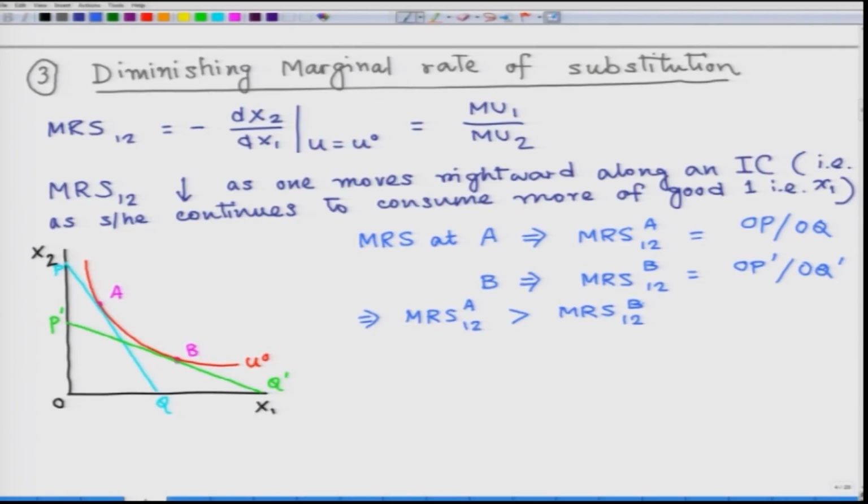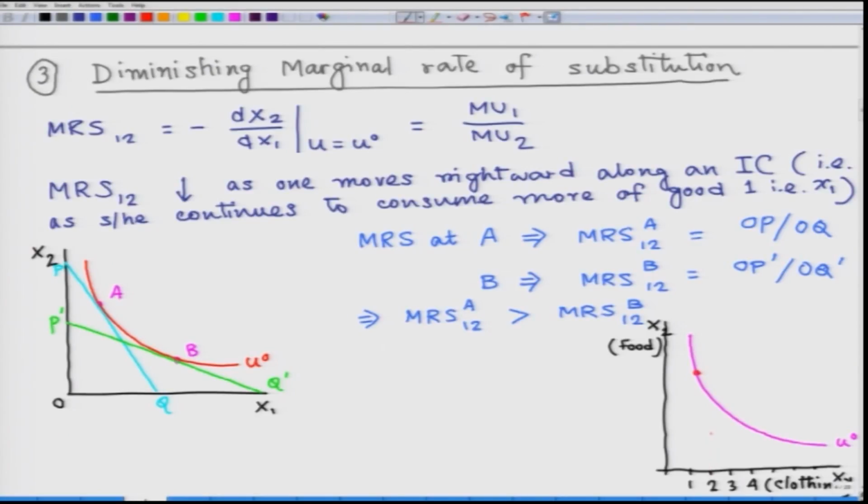So, what is happening here, the absolute value of the slope of the indifference curve is falling as we move downward along an indifference curve. Now, what does it mean economically? For that, let me construct another graph. Now, note, as the consumer consumes 1 unit of clothing and some unit of say food, we are at this point on the indifference curve.